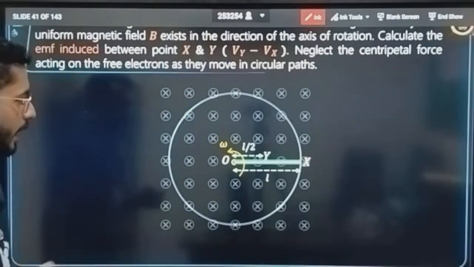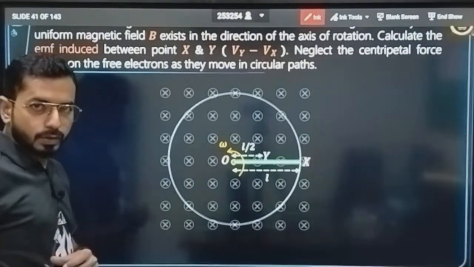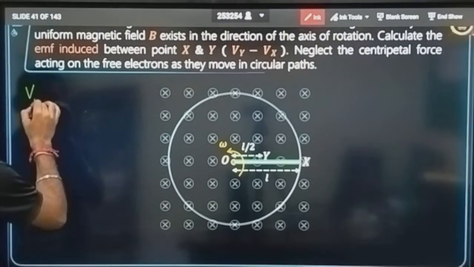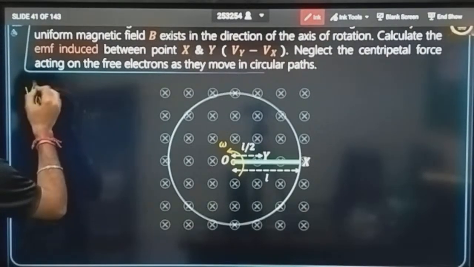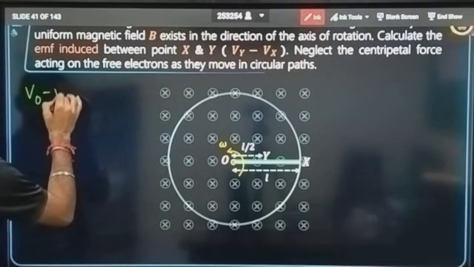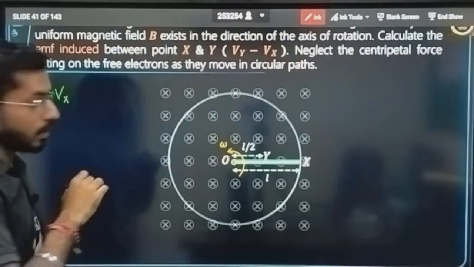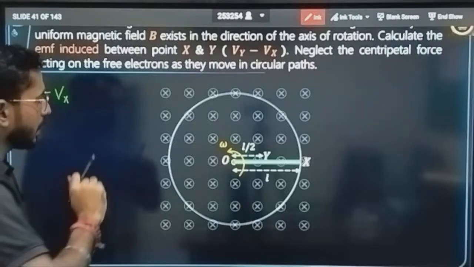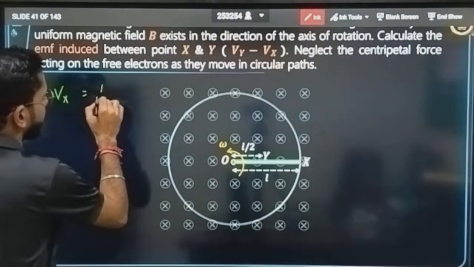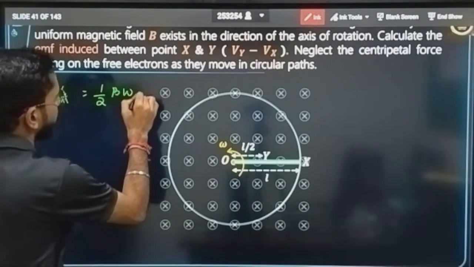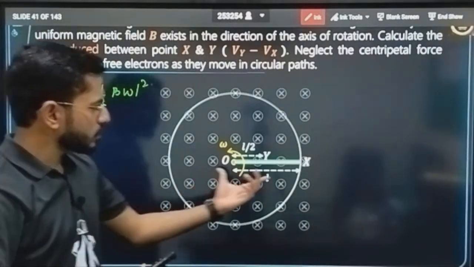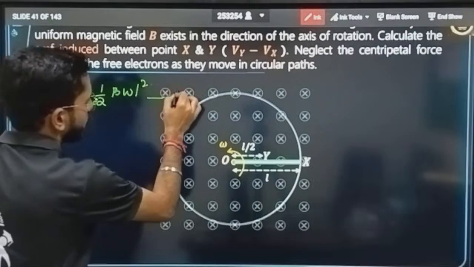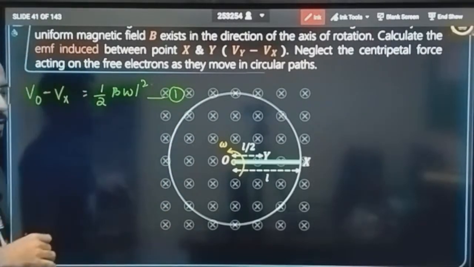Method 1 says that if it should be from the rotation point, the first equation I can write is the potential difference between point O and X. How will I write it? VO minus Vx. Let's write for the complete rod. What is the formula? I can apply the direct formula: half B omega L square, because the length is L. Simple, no problem. I will note this as equation 1.